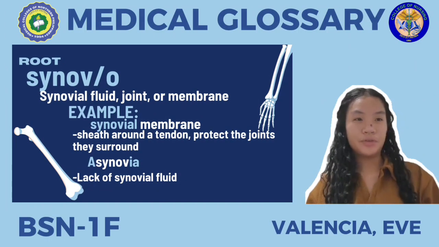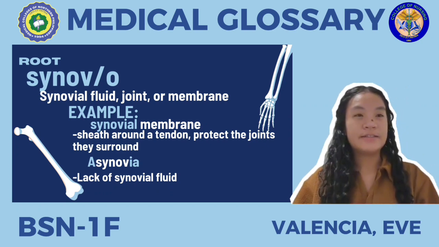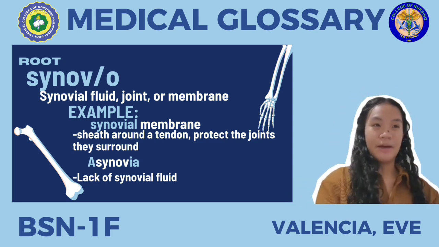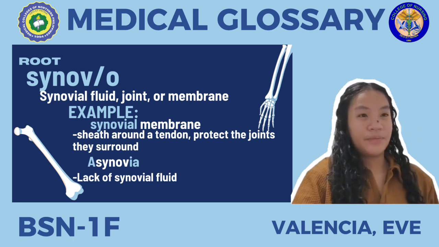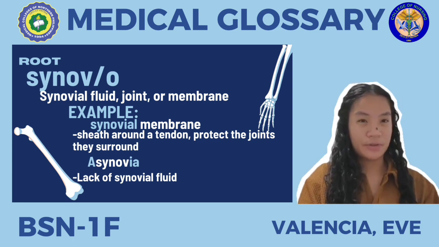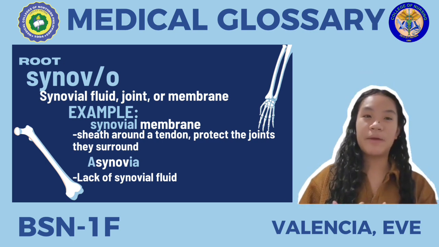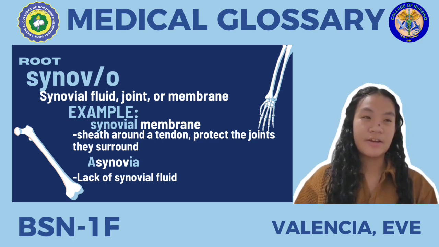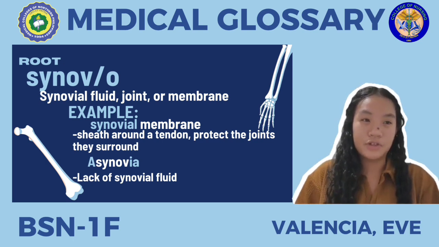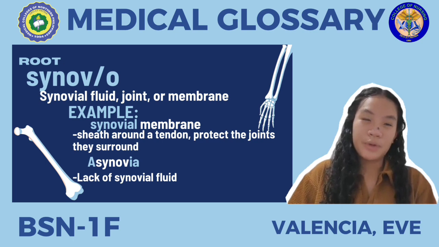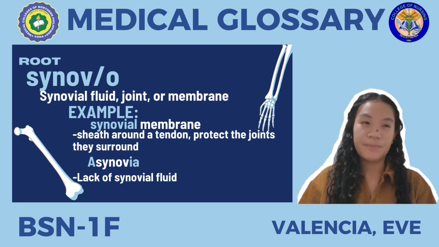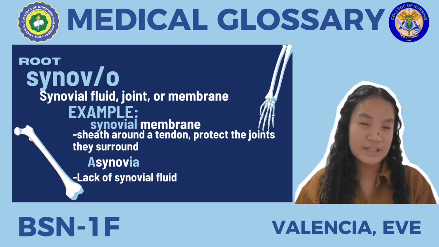The root word synovial refers to the synovial fluid, joints, or membrane. For example, the synovial membrane is the sheet around your tendon that protects the joints they surround. They form what's called a synovial capsule around your joints. They work with your cartilage, tendons, and ligaments to reduce friction between the bones in your joints, especially when you are moving.